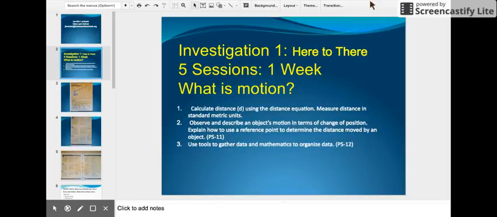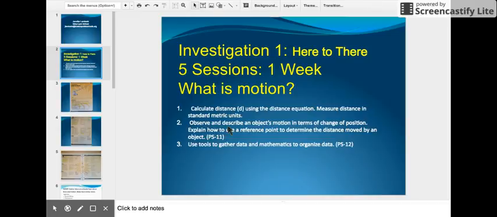So in this investigation, students are going to be calculating distance using the distance equation, and they will actually come up with the distance equation through doing some hands-on activities. They'll be able to measure the distance in standard metric units, both using a worksheet and using real-life data. They will observe and describe an object's motion in terms of change of position. They'll be able to explain how to use a reference point to determine the distance moved by an object. And they will also be using tools to gather data and mathematics to organize data.